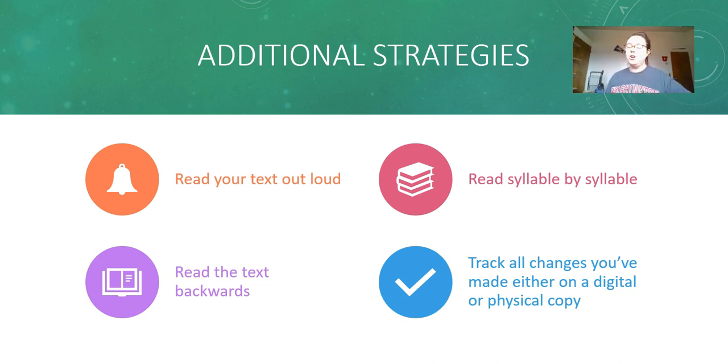And for record keeping purposes, I would recommend you track all changes you've made, either on a digital or physical copy. Maybe there's one sentence in particular where you find yourself saying, oh, it's a grammatically correct sentence, it just doesn't read how I want it to. And so you edit that specific sentence, you change it in between draft one and draft two. Then you're reading over draft two and you say, oh man, this sentence is still reading awkwardly. I think it read better in the first draft that I created.